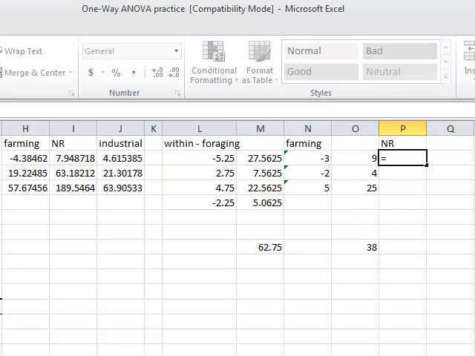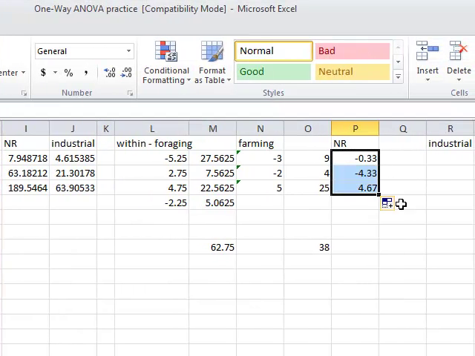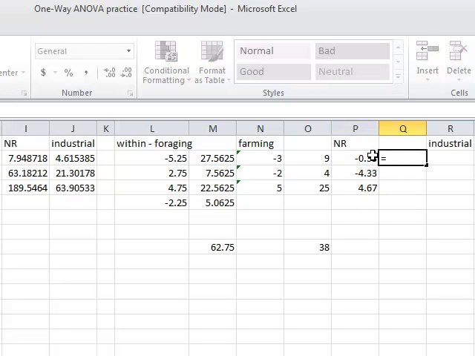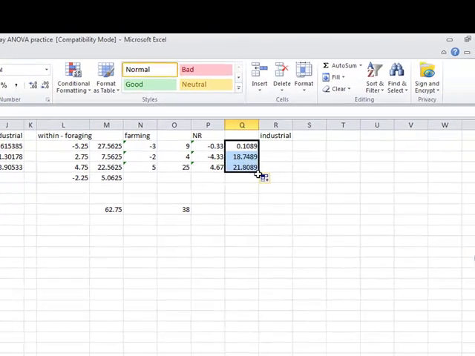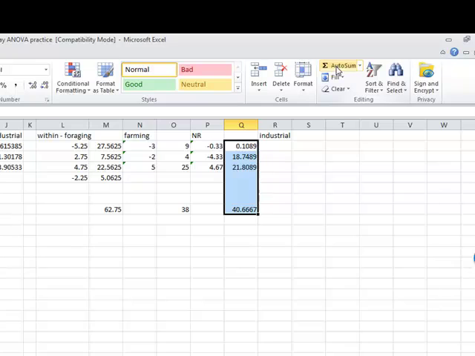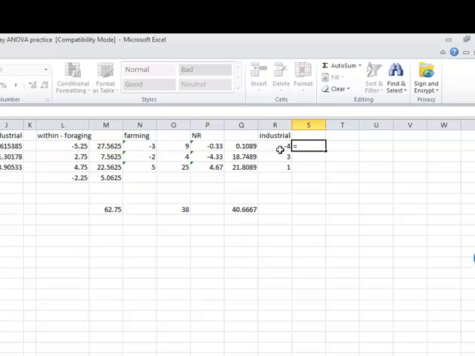Natural resources culture is this minus. Okay, now the mean is 47.33333 and so on and so forth. We just select 2 digits, so 47.33. Okay. Then, so finally industrial. This take away 44. And square it.